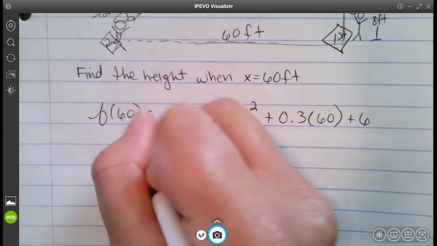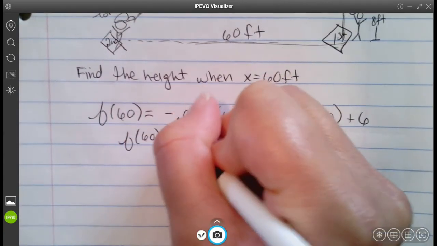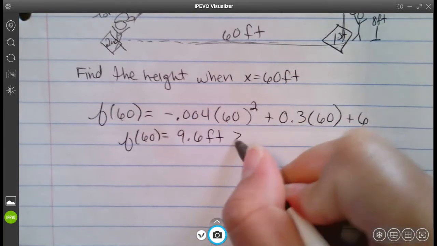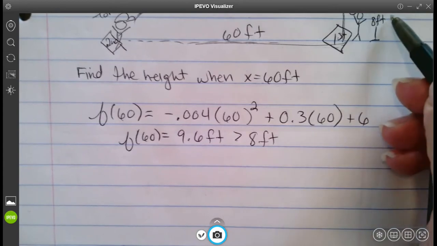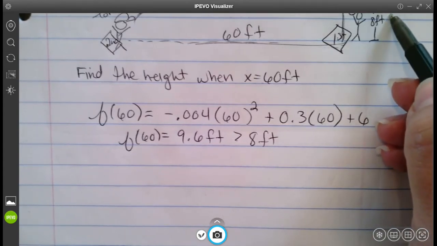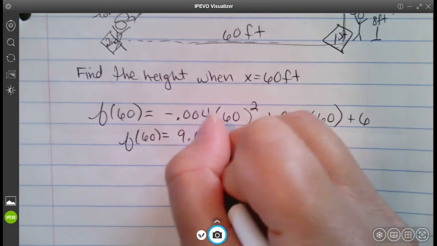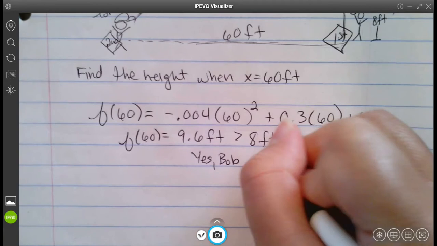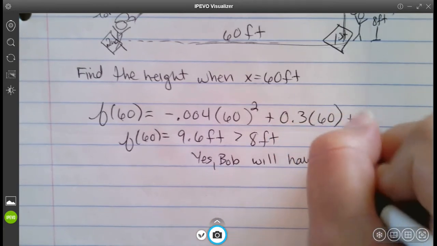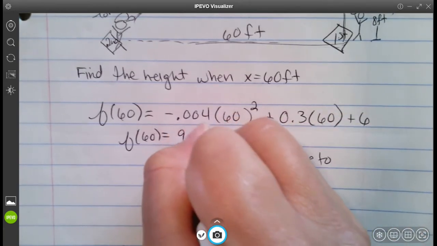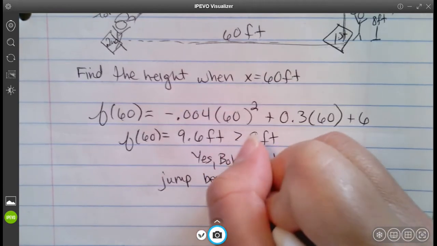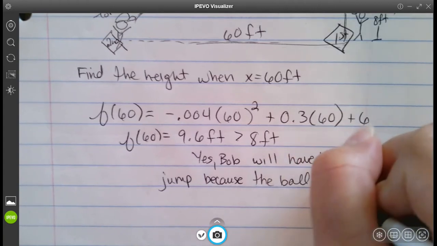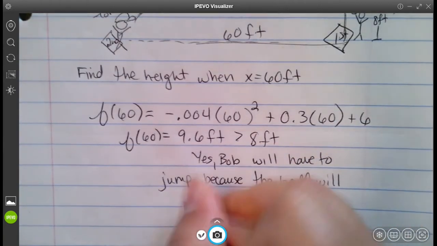So f of 60 is equal to 9.6 feet, which means that this is greater than 8 feet. So the answer to whether Bob is going to have to jump is yes. He's going to have to jump at least 1.6 feet. And we just named him Bob, you can name him whatever you want. Bob will have to jump because the ball will be at 9.6 feet.